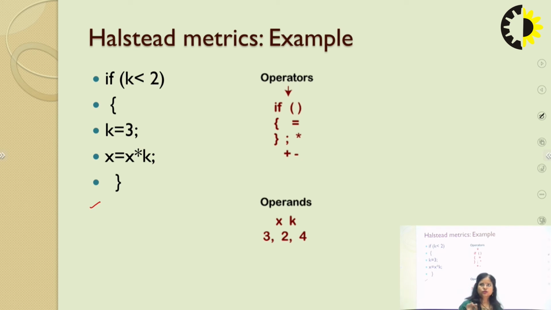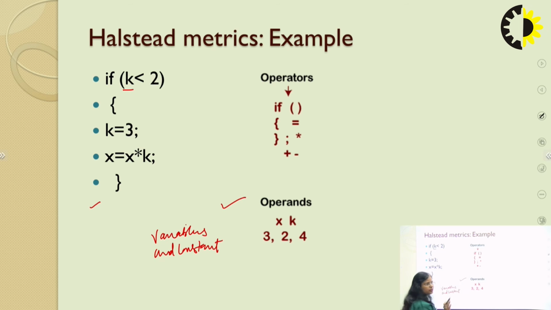many operands are there. If we talk about the operands, all the variables and constants come under the category of operands. So in this program, how many operands are there? First, k is a variable, so we write it in the category of operands. Next, 2 is an operand. Next, k we have already written here, and 3 we write here. Next, x is a variable, so we write it under the operand part.